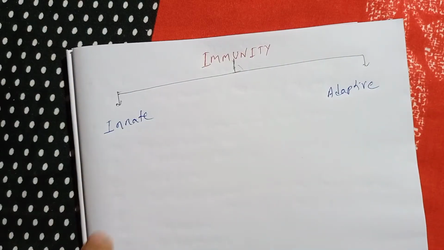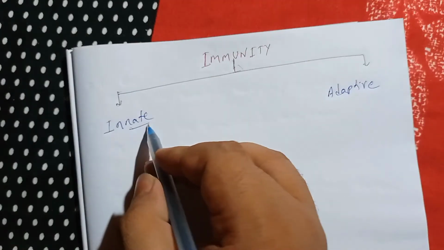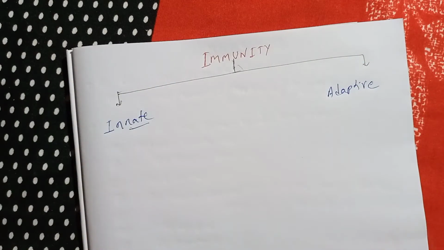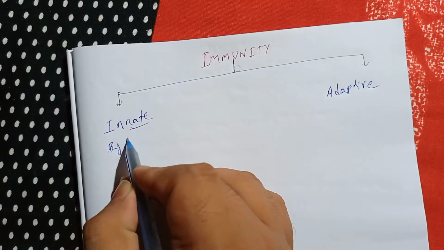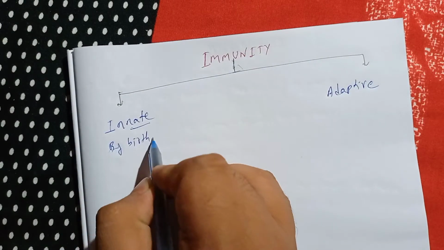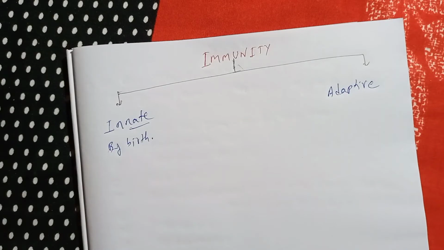Now you need to know what innate immunity is. Innate means here birth, so it is the immunity that we get by birth. After delivery, we see there is very little chance of a baby getting infected. So this is the innate immunity that we get by our birth.